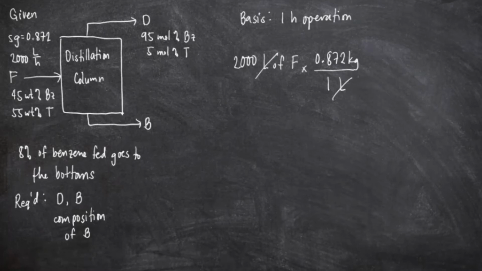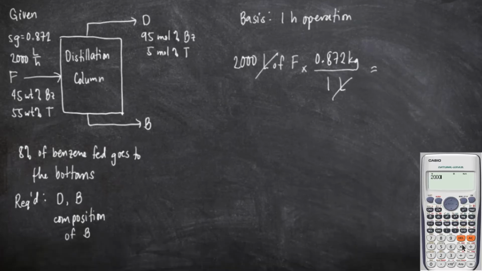Canceling our units, that is 2000 multiplied by 0.872. The mass of stream F is 1744 kilograms. This value is what we are going to use for the material balances. You cannot use volumetric flow rates for the balances. Okay? Now let's take a look at the distillate.